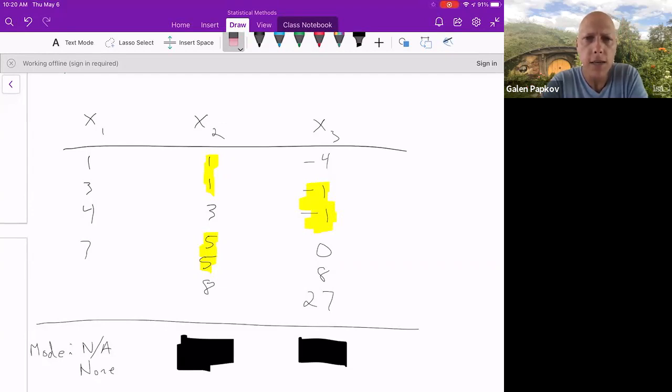But then for the second data set, you could see that I highlighted that there are 2 values that occur most frequently. 1 and 5 both occur twice. 3 and 8 only once each. So there are most frequent observations. There happens to be more than 1. In fact, 1 and 5 are going to be your modes.